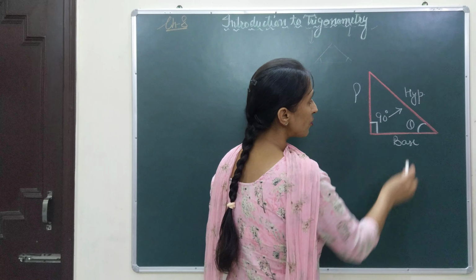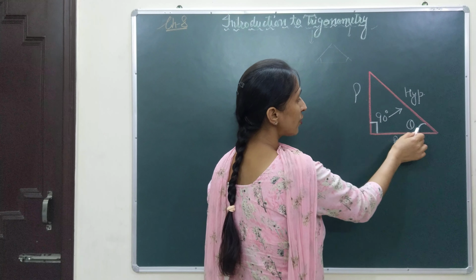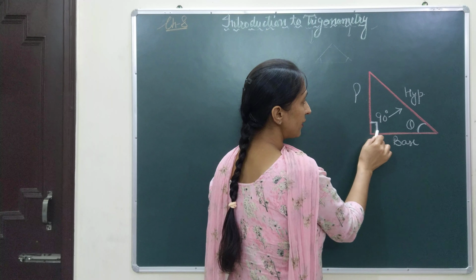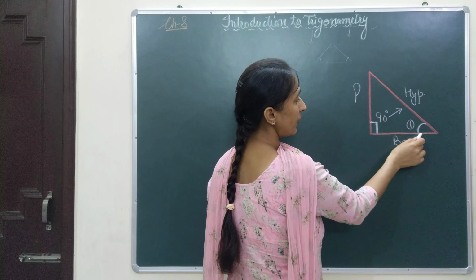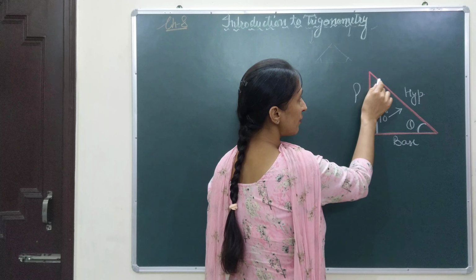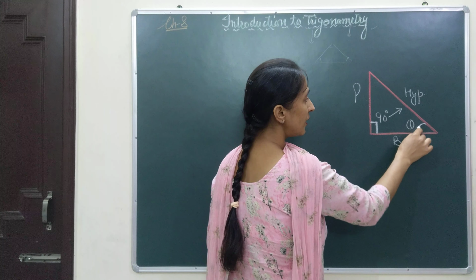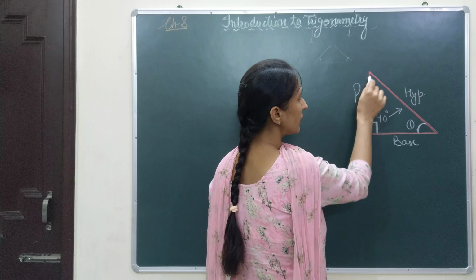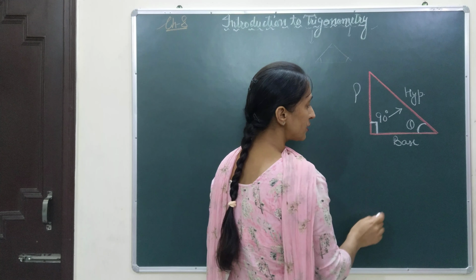Okay. Suppose theta moves from here to here. One angle is always fixed here, that is 90-degree. We are left with only two angles, which can be formed here or here. If theta lies here, then the side which is opposite to theta is perpendicular and the remaining side is base.